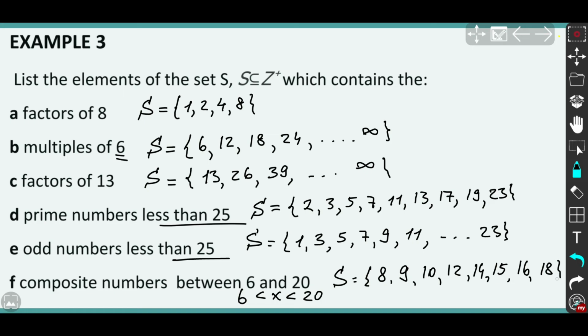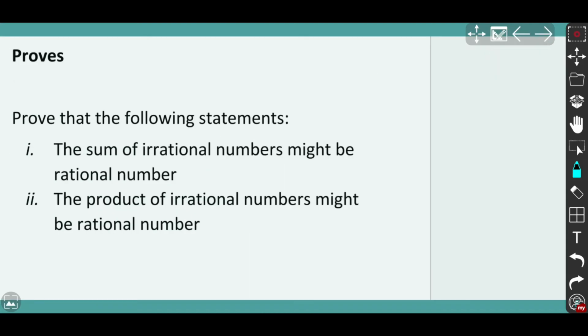Alright, so hope you got it. Hope you have the same solution to the problems. And finally, we need to prove that the following statements are true. The first one: the sum of irrational numbers might be a rational number.